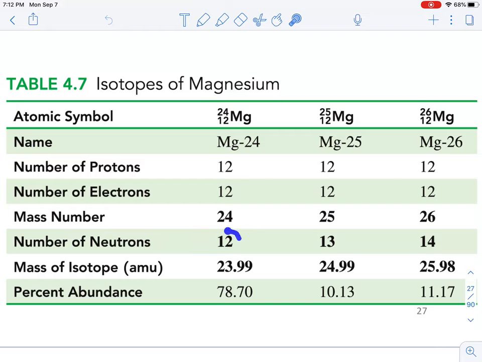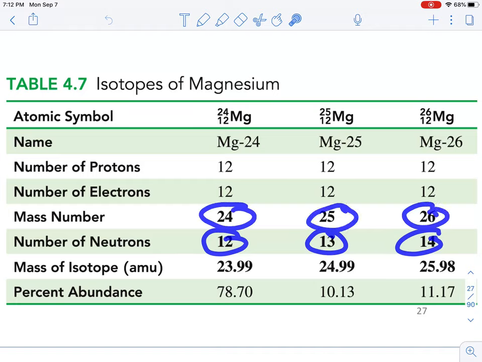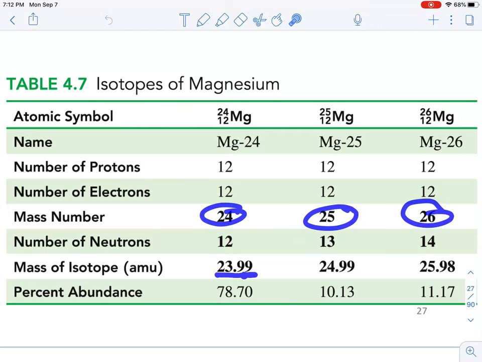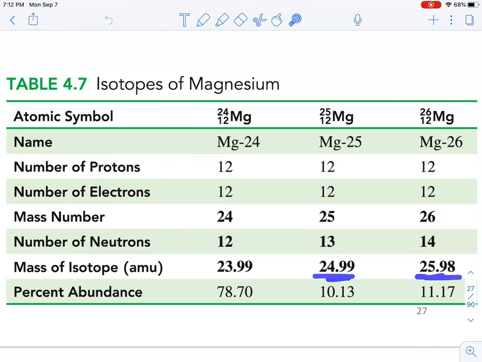Because they have a different number of neutrons, their mass number will also change. So one affects the other. In atomic mass units, in amu, it's 23.99, 24.99, 25.98. However, we're just rounding the mass number up here. So if you round up, it's 24. If you round up, it's 25. If you round up, it's 26.